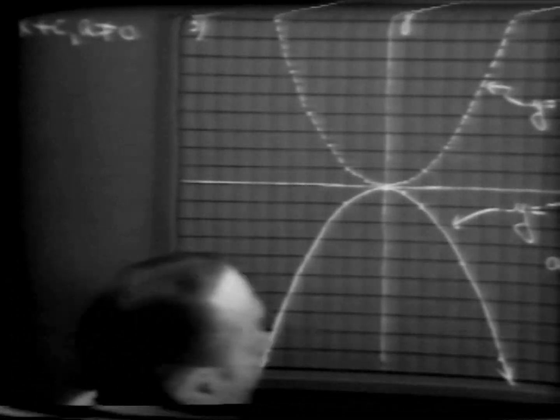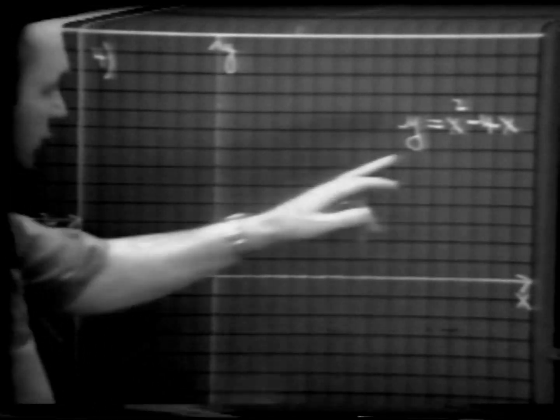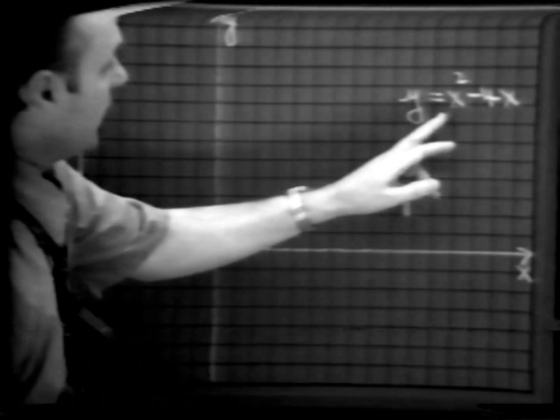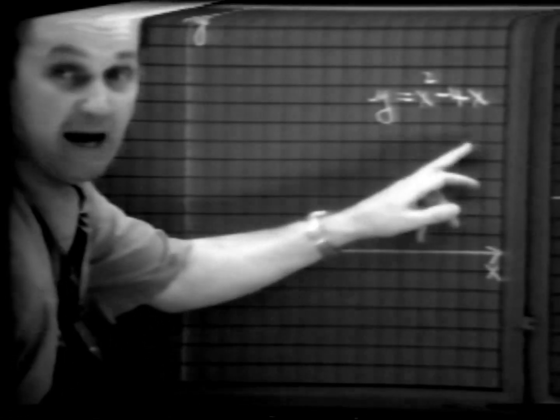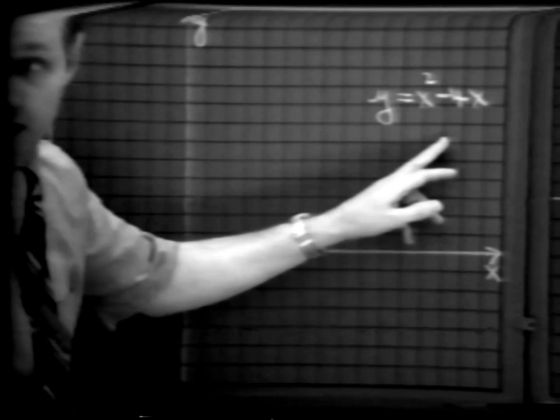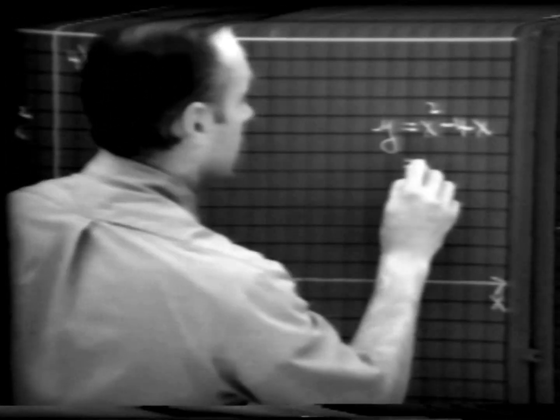Okay? Let's look at a fourth example. In this case, we have y is equal to x squared minus 4x. Now notice, on the other examples, we had simply y is equal to a times x squared. Now I have something of the pattern ax squared plus bx. All right, now what is the number b? What value does b have in this case? Negative 4, okay?